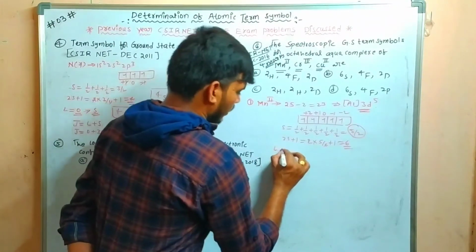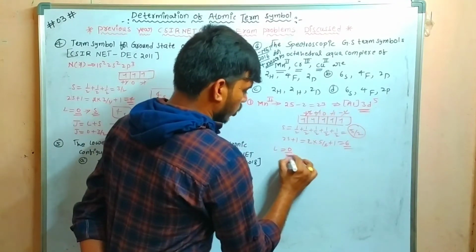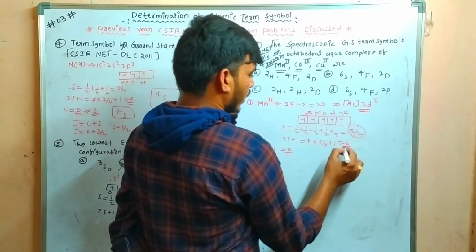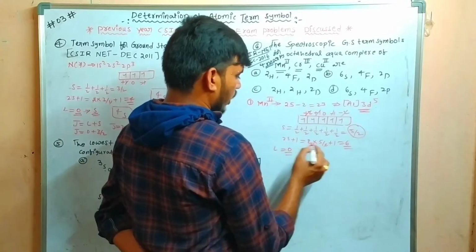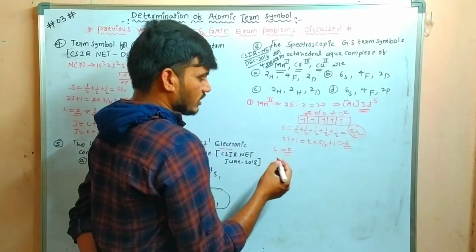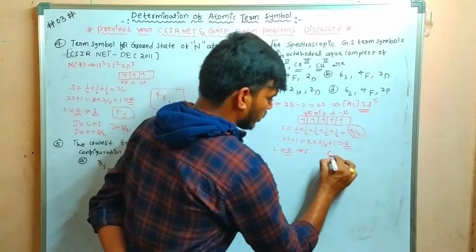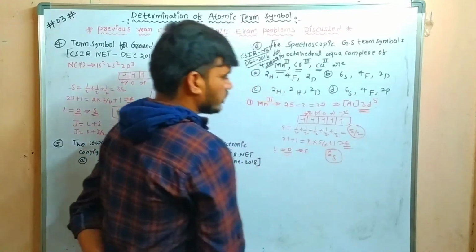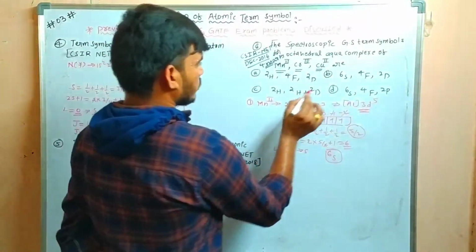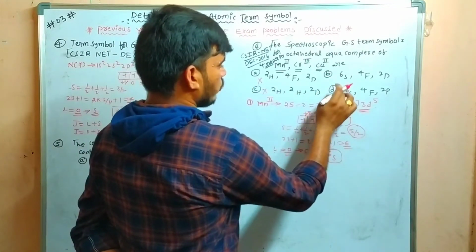So now we have to calculate the L value. Here +2, -2, +1, -1 cancel. L value is 0, and S value is 5/2. So the designated term state is L equal to 0. This is the S term. So 6S is the ground state term. So in this option, this is 6S and 6S. So these two are cancelled. So in these two, which one is the correct?